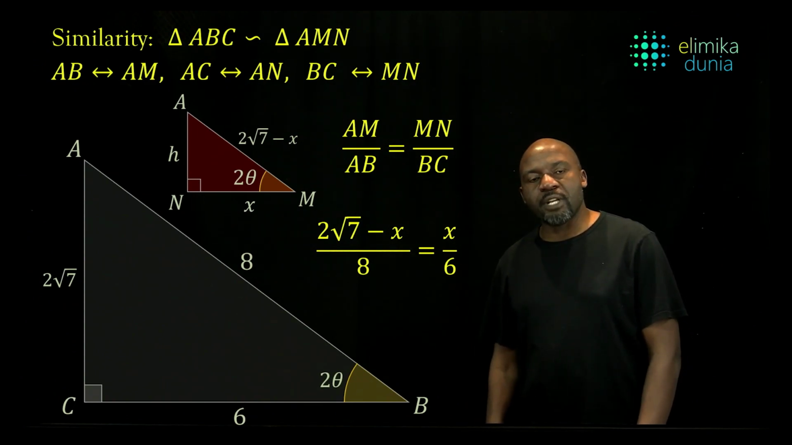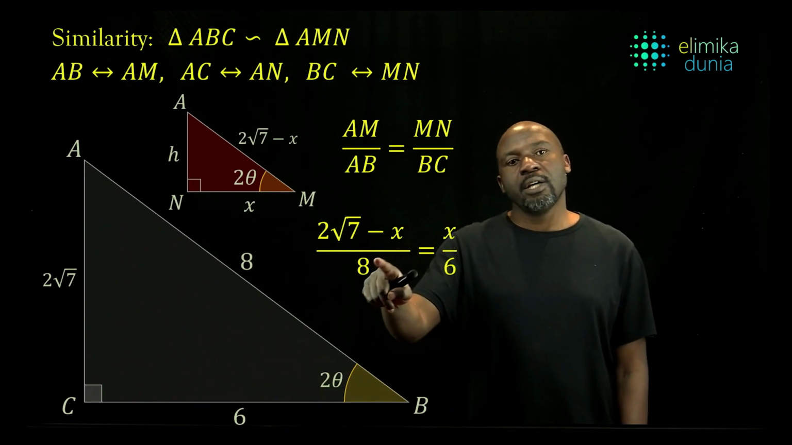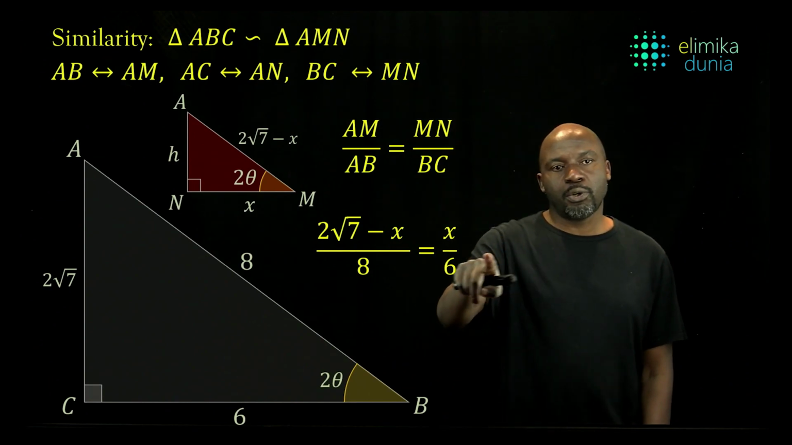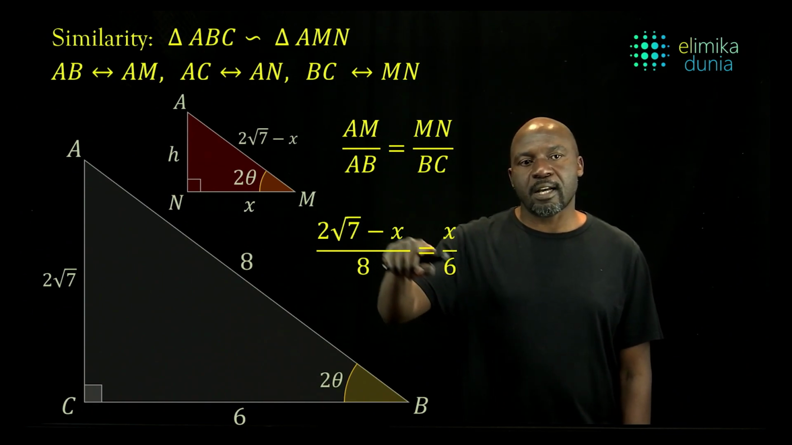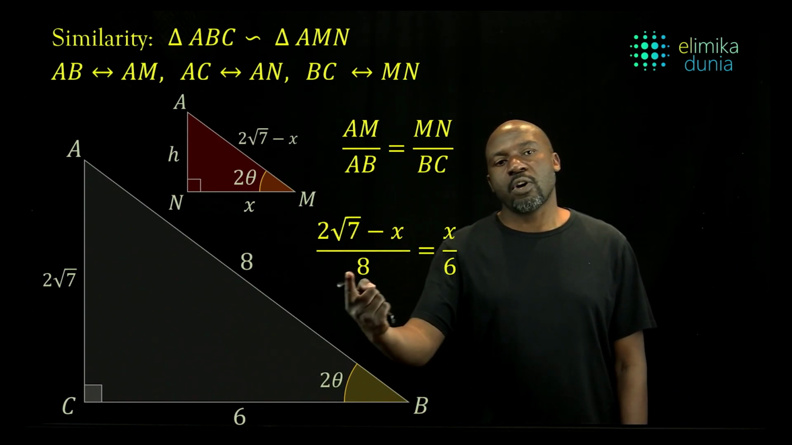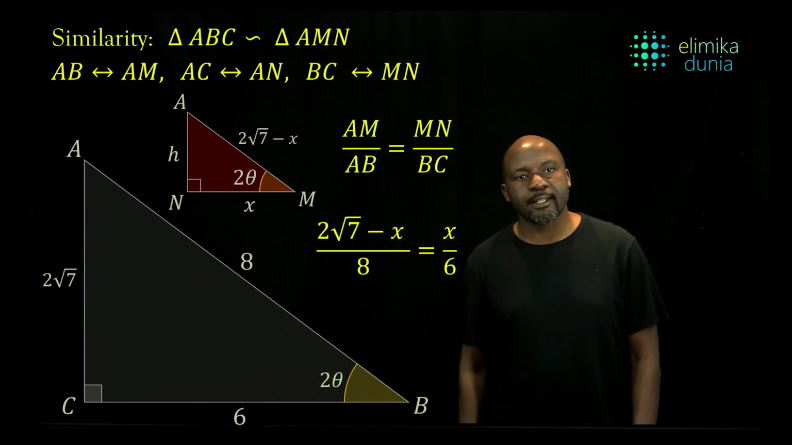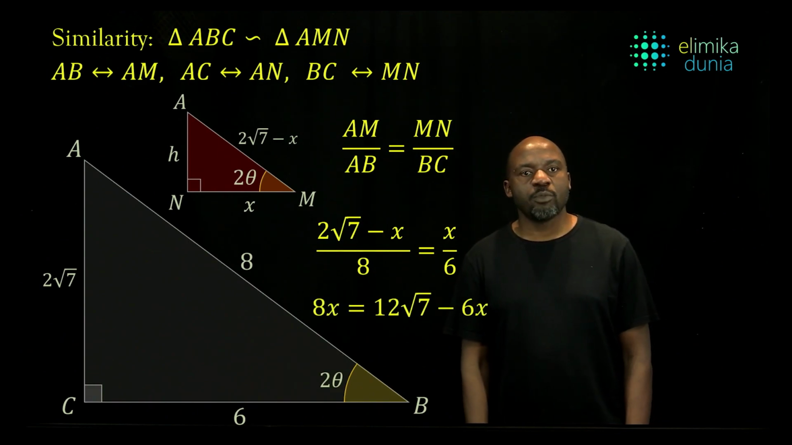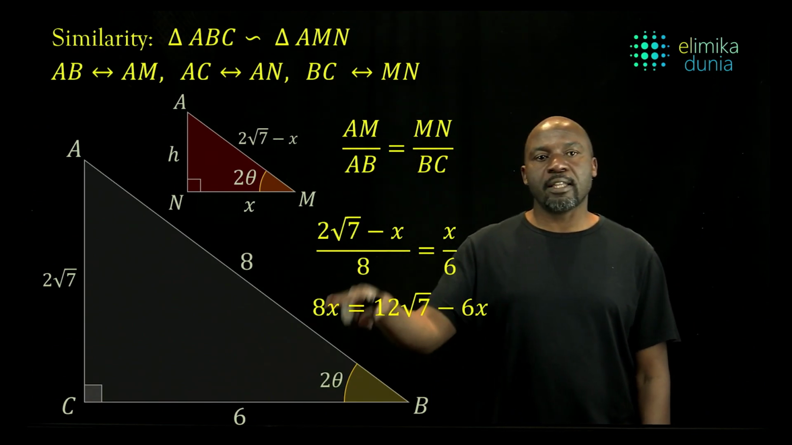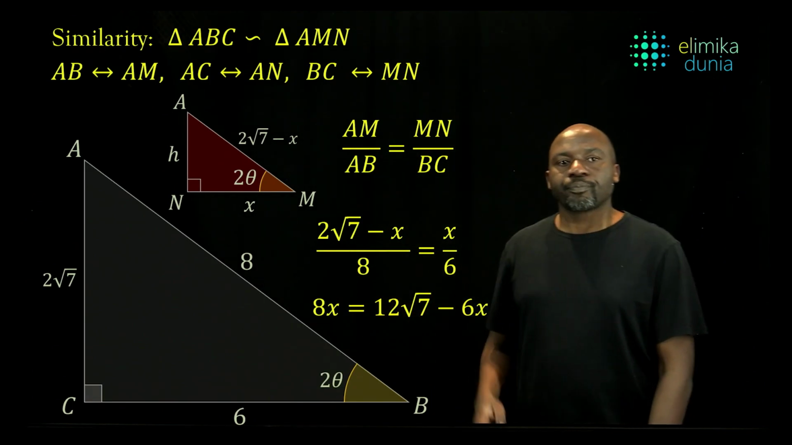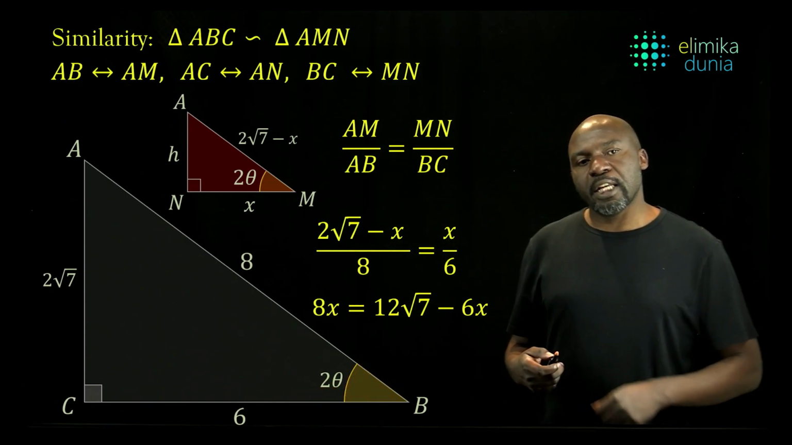To make x the subject, I'm interested in finding the value of x. So we just cross multiply. So 8x must be equal to 6 times 2 root 7, which is 12 root 7, minus 6 times x, which is 6x. So 8x must be 12 root 7 minus 6x, and I can take the minus 6x to the other side. I end up with 14x.